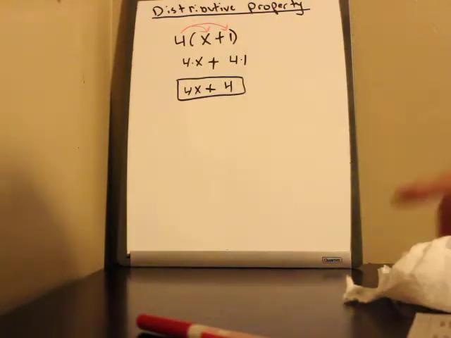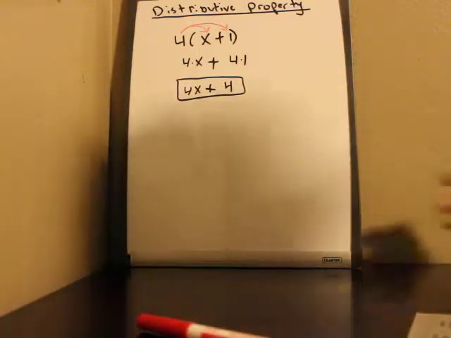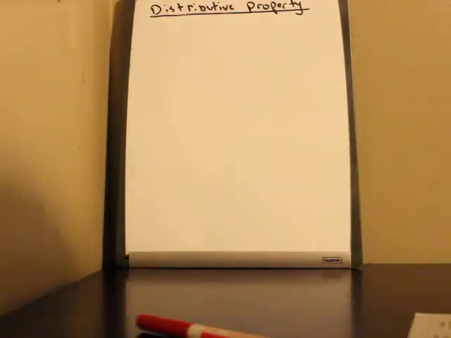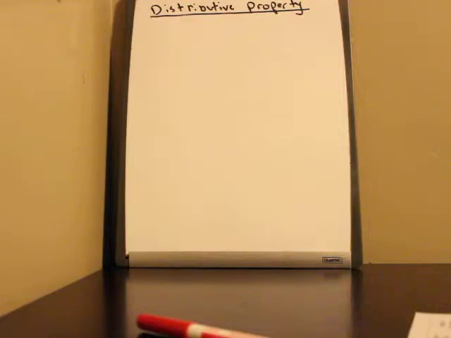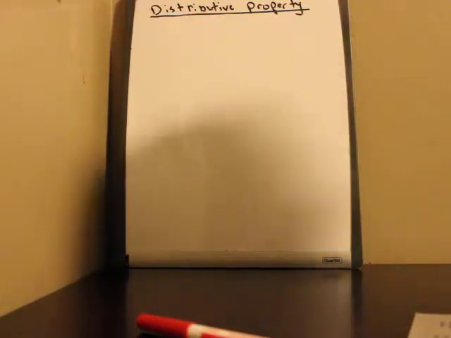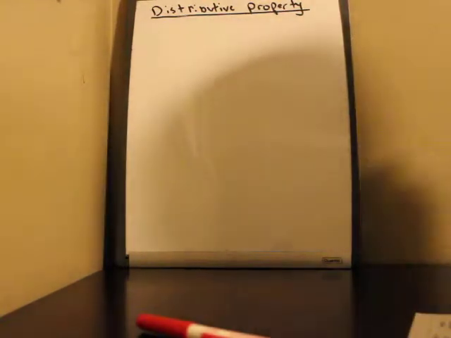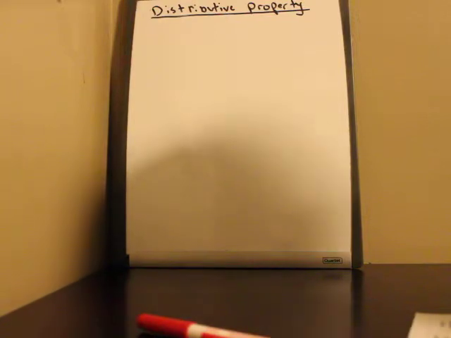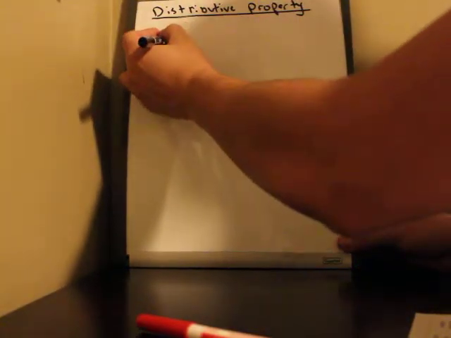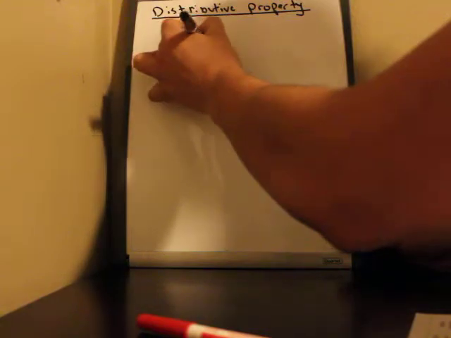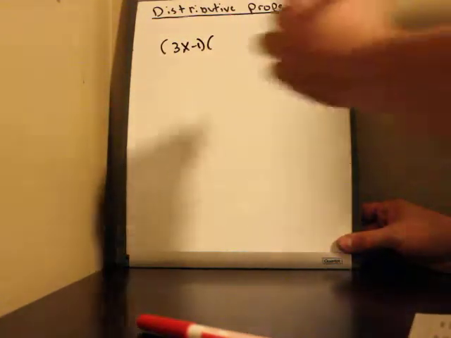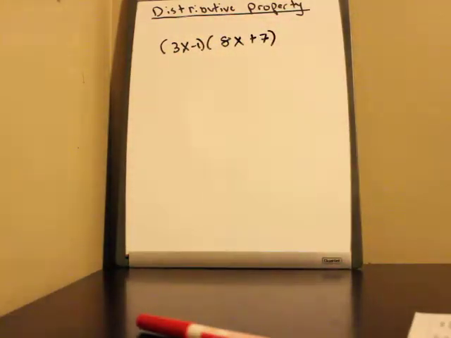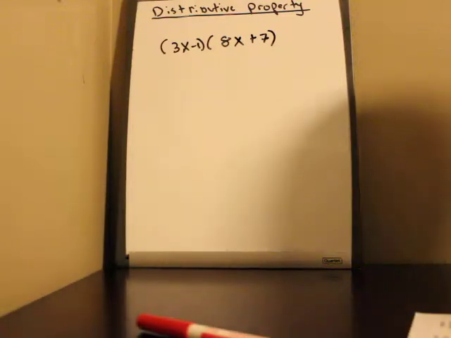Okay, so let us go ahead and use something that's going to be maybe a little bit more challenging. Okay, so let us go ahead and do something like this right here. Okay, this one's perfect. So we have something like this. We have 3x minus 1 times 8x plus 7. Okay, so we have 3x minus 1 times 8x plus 7.